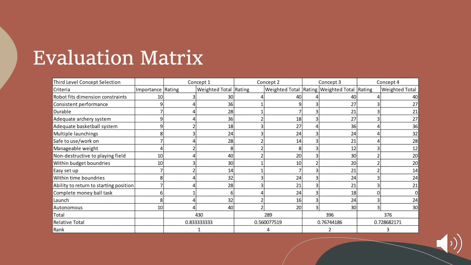We then put each of the concepts into an evaluation matrix and compared them against some customer needs, the most important ones being that the robot fits the dimension constraints, non-destructive, within the budget bounds, and is autonomous. And we found that concept 1 would best fit our needs.